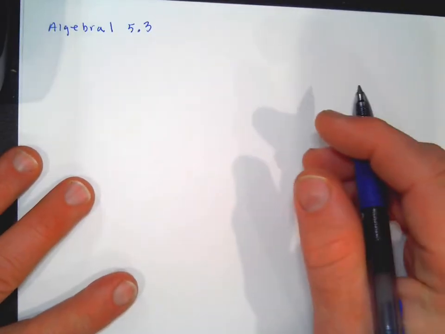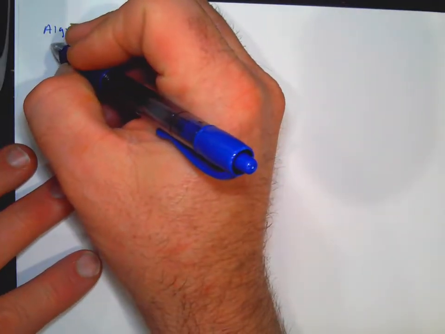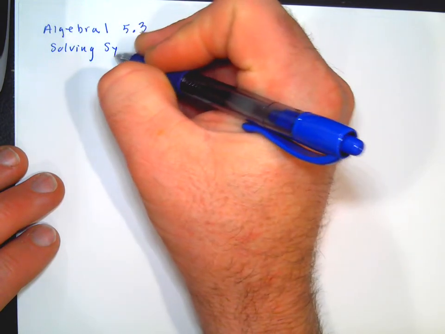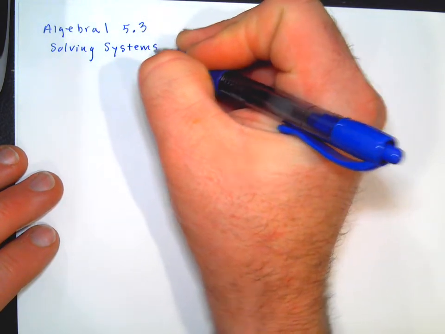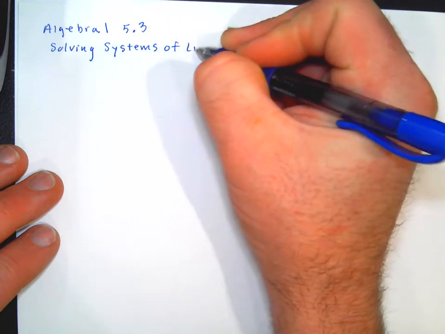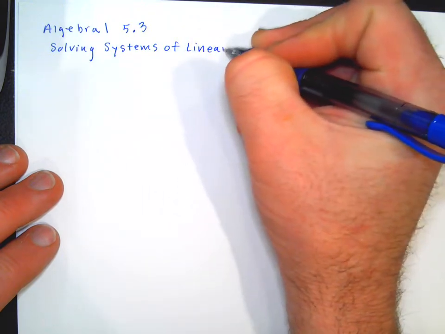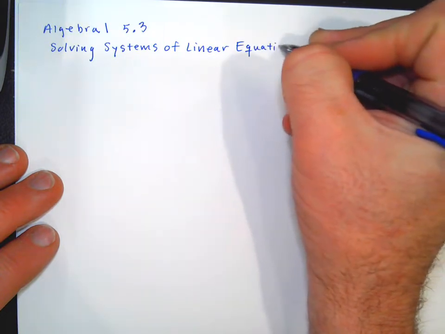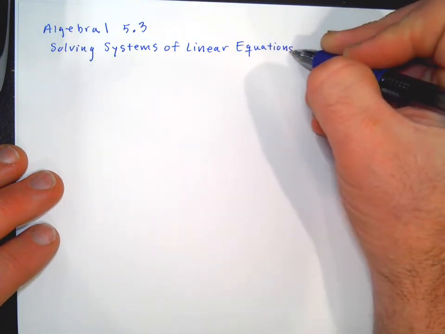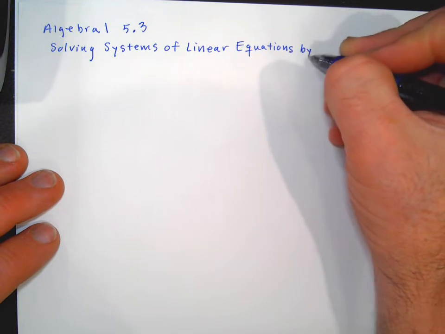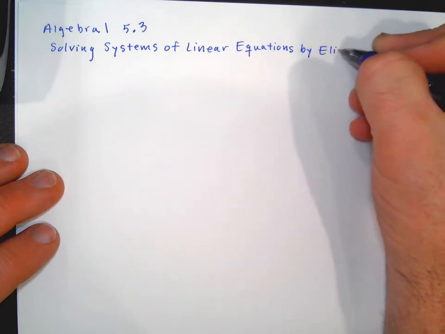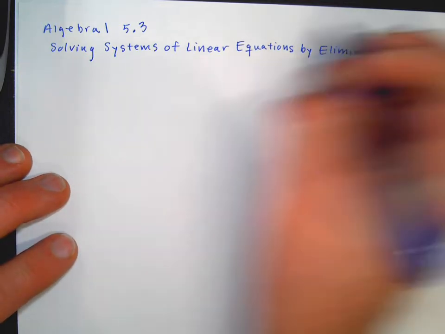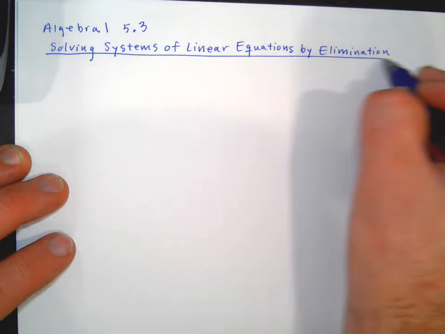The topic is solving systems of linear equations, which is what we've been doing. Now, this is the third section straight, but we're going to learn a new method called elimination, by elimination. So that's the title. Write that down.